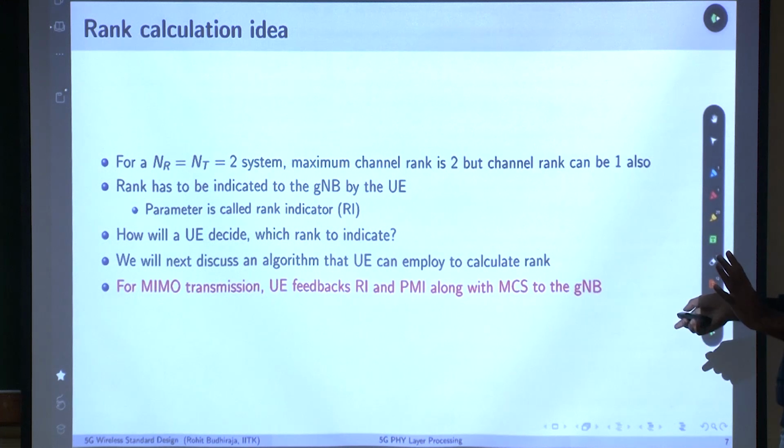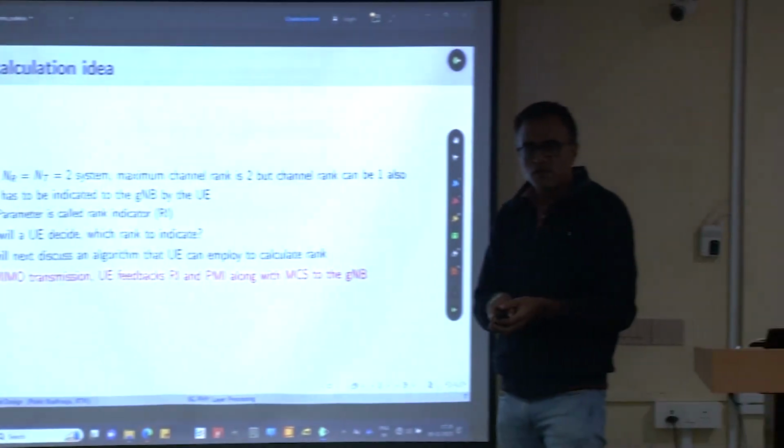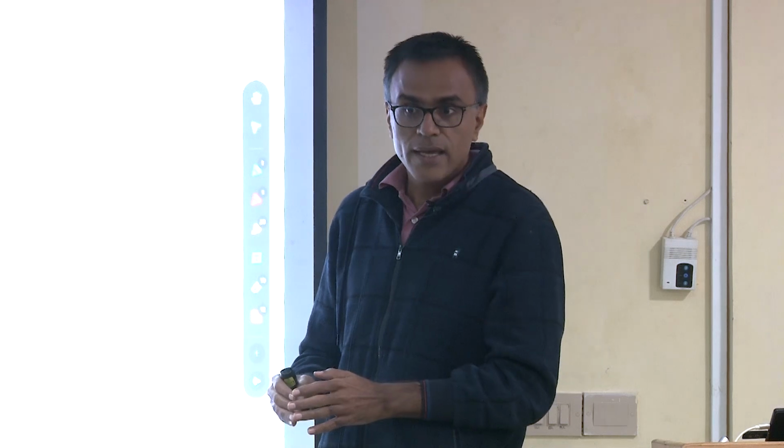In the next class, we'll immediately begin with discussing this rank indicator recipe. It's very simple. But before that, to conclude this class, what have we learned? We have extended the idea of the UE feeding back precoder information from NL equal to 1 layer to NL equal to 2 layers. And if it is for NL equal to 3 layers, what will happen? Same idea. Let's say it's a 3 cross 3 system or 4 cross 3 system or 64 cross 3 system.